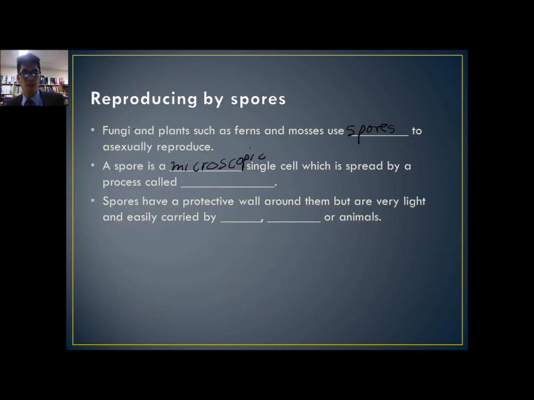So, reproducing by spores. Fungi and plants such as ferns and mosses use spores to asexually reproduce. A spore is a microscopic single cell which is spread by a process called dispersal.